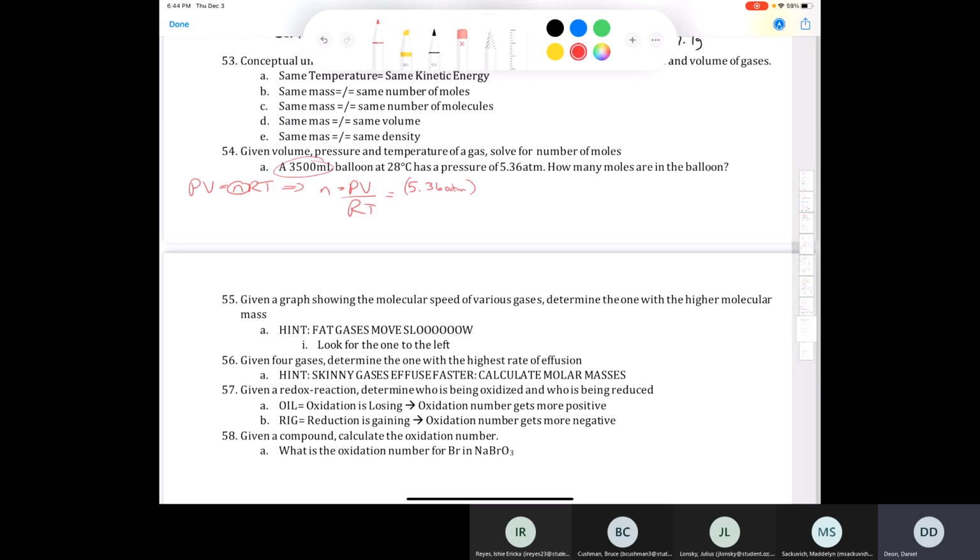We have our volume in milliliters. Divide that by 1,000 in your head, you get 3.500 liters. The gas constant is 0.08206 liter atmosphere per mole Kelvin. And then our temperature is 28 degrees Celsius. If we add 273 to that, we get 301 Kelvin. So 301 Kelvin, like that. Check our units. Atmospheres cancel, as do liters and Kelvin, and we're left over with the number of moles. And the number of moles in that balloon is 0.759 moles of gas.